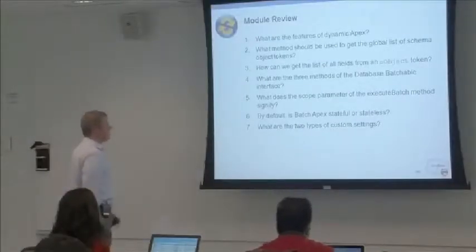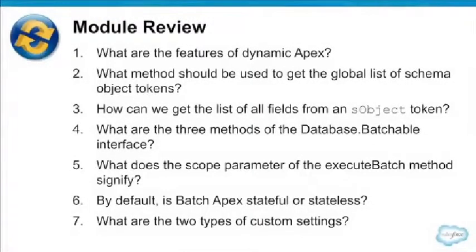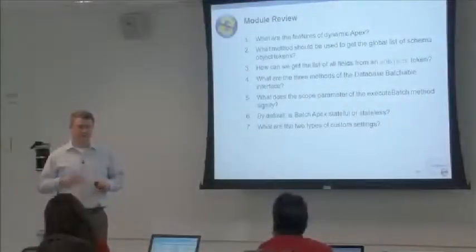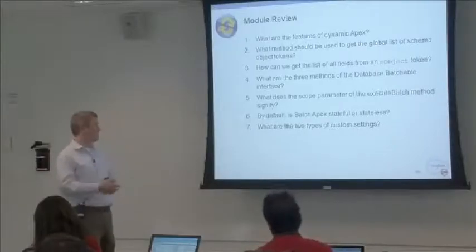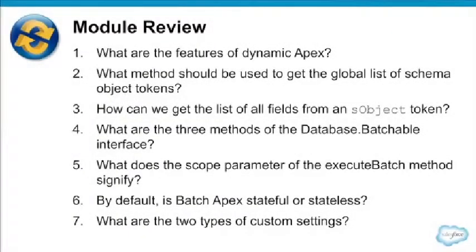So, all right. What are the different parts of Dynamic Apex? What are the things that we throw under the umbrella of Dynamic Apex? Dynamic SOSL, Dynamic SOQL, Schema Describe, and then Dynamic what? Dynamic DML. Very good. What method should be used to get the global list of schema object tokens? Does anyone remember that? Very good. getGlobalDescribe.